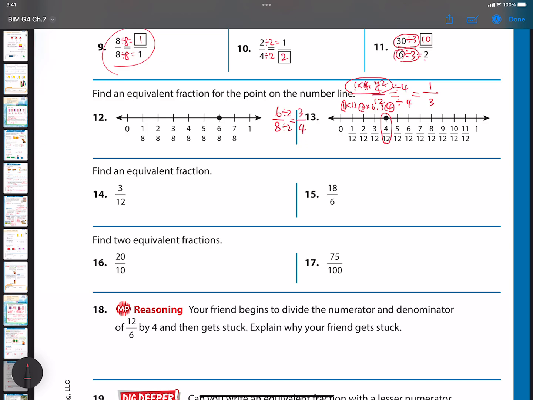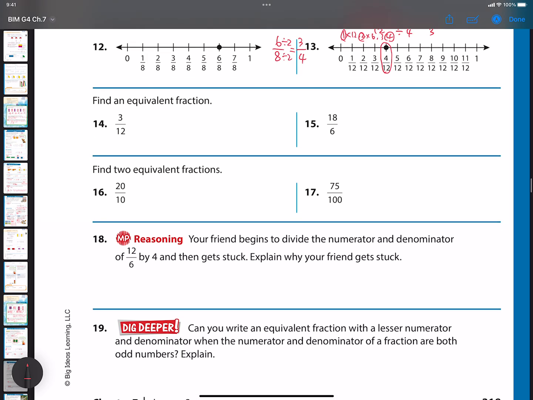All right. Now find an equivalent fraction. Since 3 and 12, 12 is a multiple of 3. That means what? This is divisible by 3. Make sense? Okay, that's going to be 1 and 4. And see if 18 is a multiple of 6. Yes, we know. 6 times 3 is 18, we know. Okay, so we can divide by 6 to find the equivalent fraction.